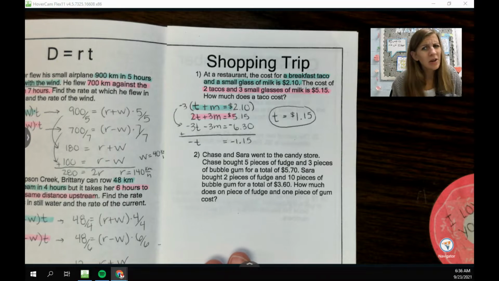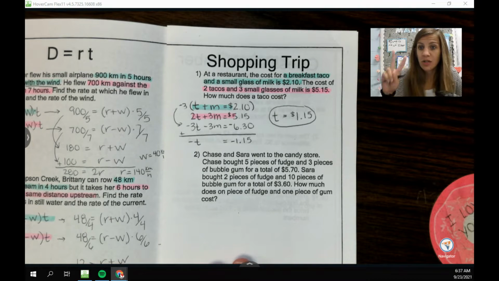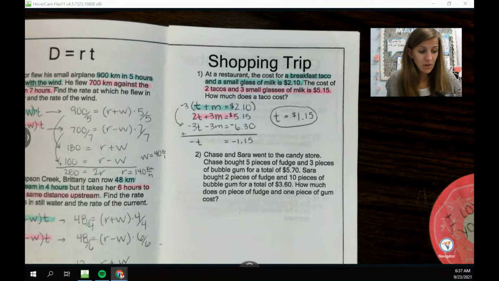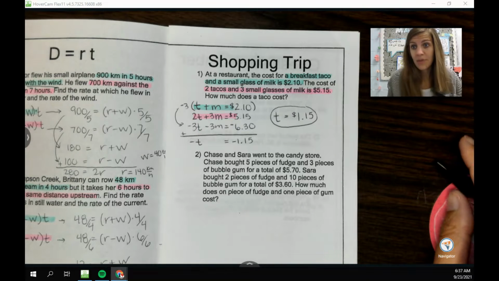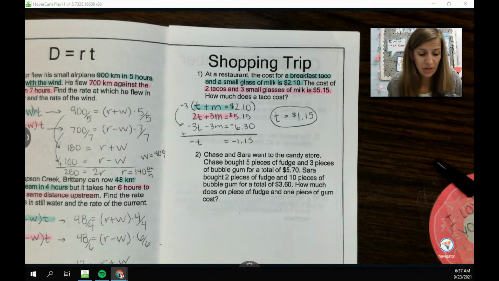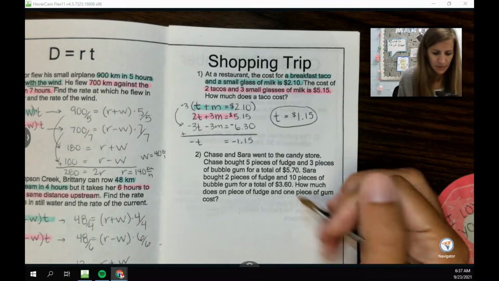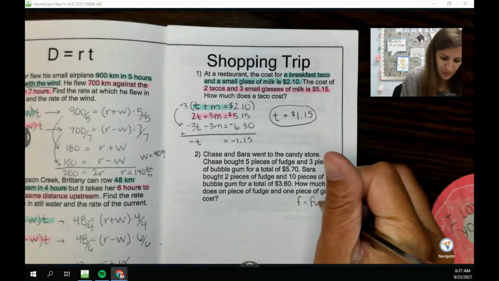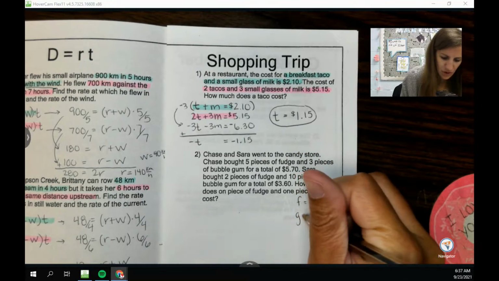So this time they do want to know both, fudge and gum. And those are both my variables, like we talked about yesterday. Those are my 2 unknowns. We'll go F for fudge, G for gum.